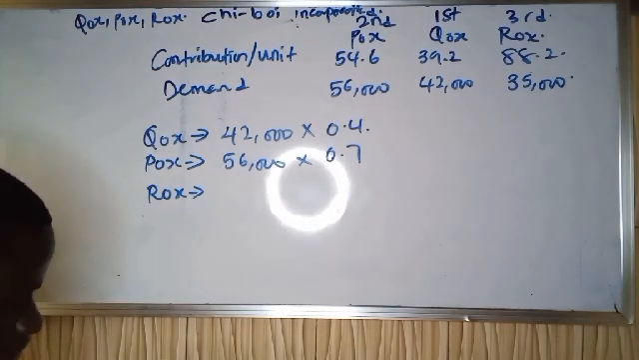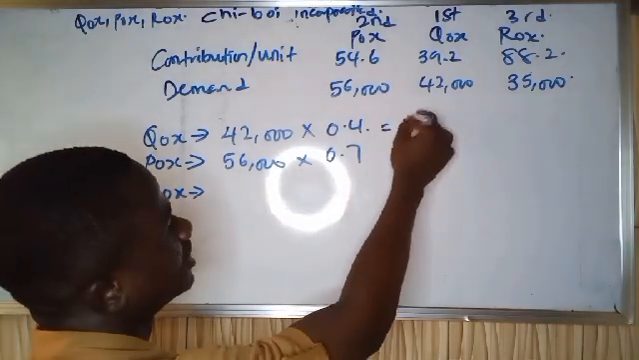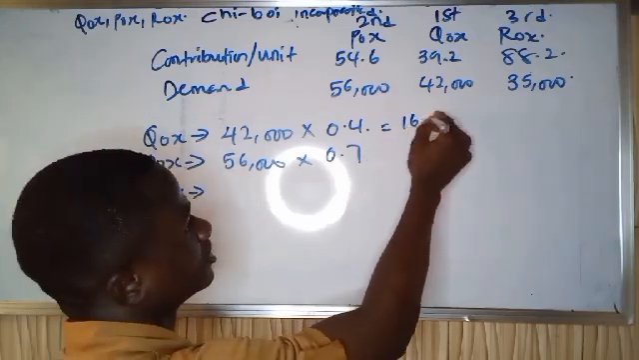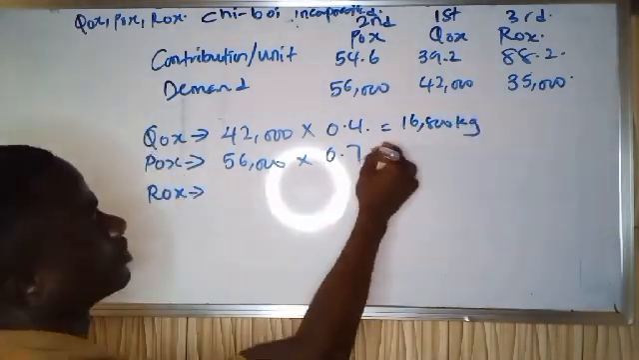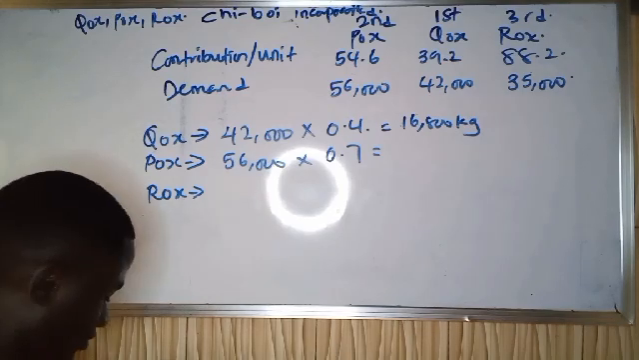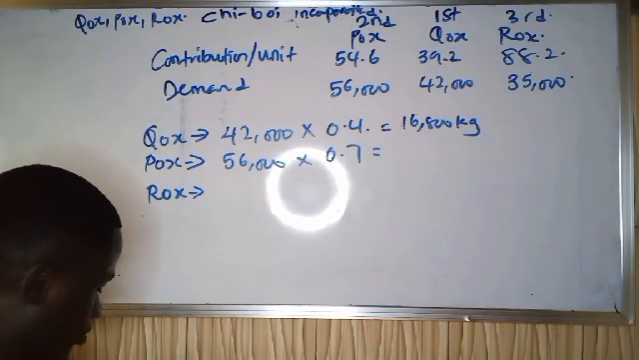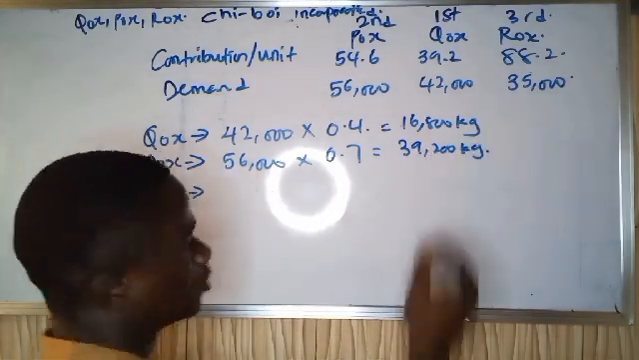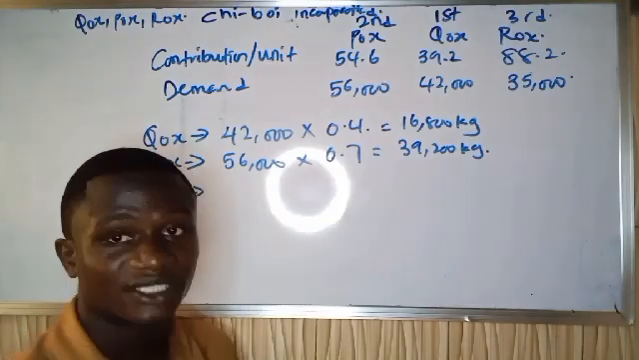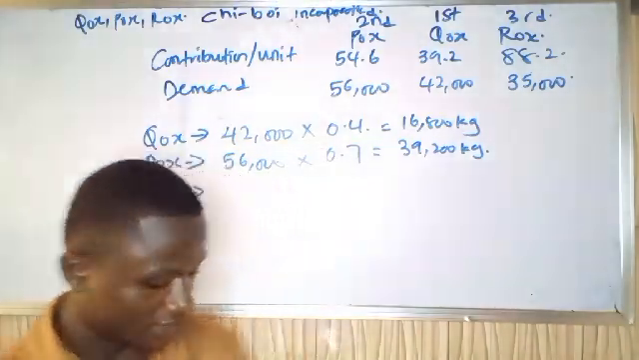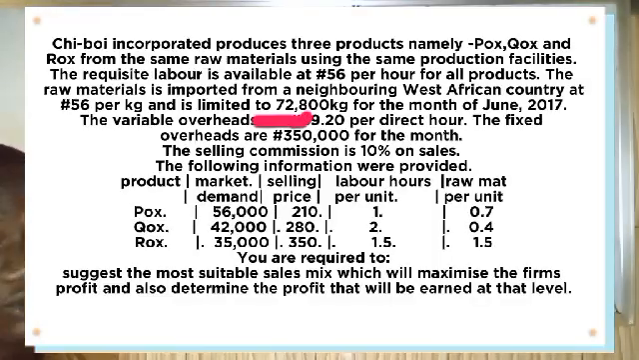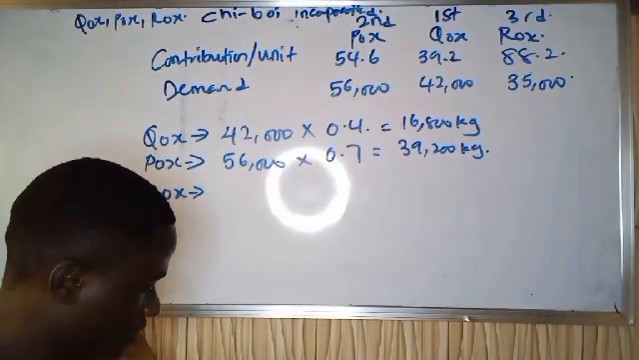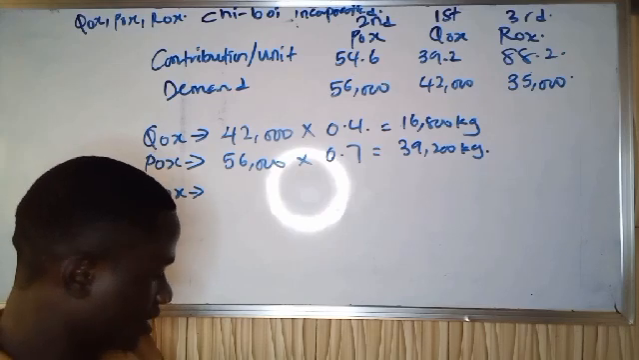So now 42,000 multiplied by 0.4 gives us 16,800. So the raw materials needed to produce quarks is 16,800 kg. The raw materials needed to produce the other product is 56,000 multiplied by 0.7, and that's 39,200 kg. From the question, the raw materials available is 72,800. Of course, 39,200 plus 16,800 is 56,000.